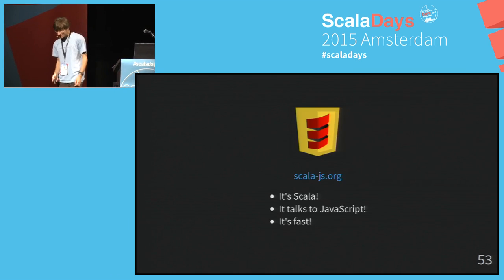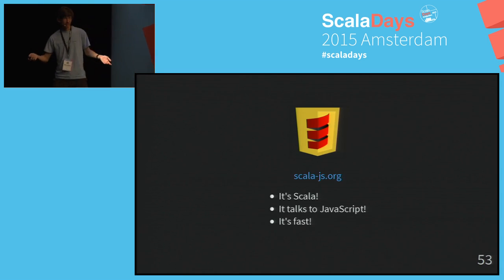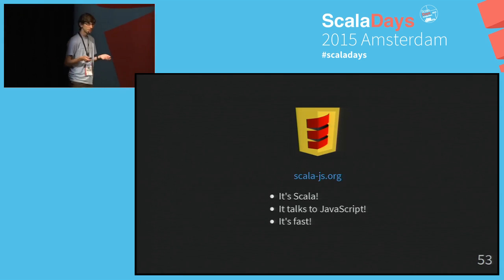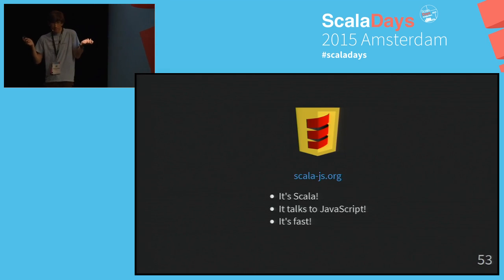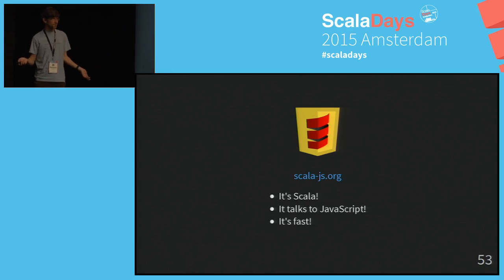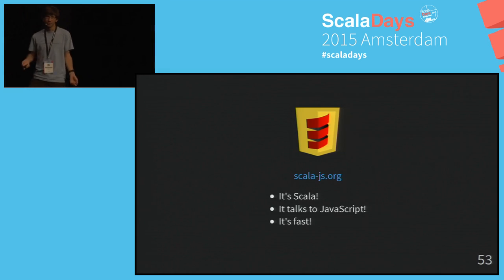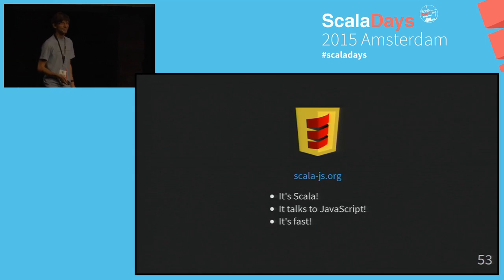Okay, so that's it. So Scala.js, well, first, it's Scala. I mean, the discrepancies with the semantics of Scala JVM are really tiny, and most of the time, they really don't matter. Usually, it's just Scala. Second thing, it talks to JavaScript. It can talk to JavaScript in a statically typed way, in a dynamically typed way. Doesn't matter. It all works fine. And third thing, it's pretty fast.